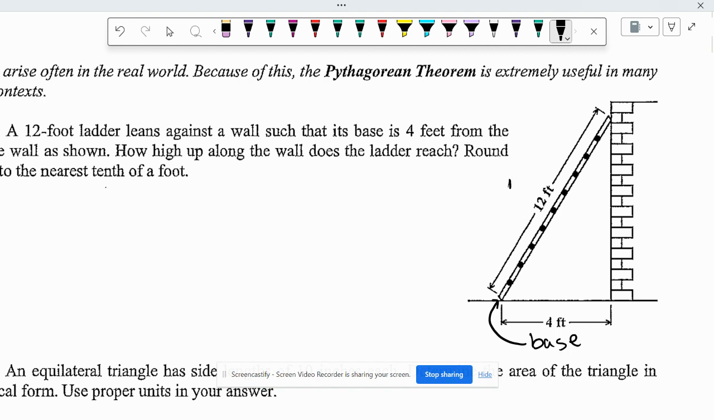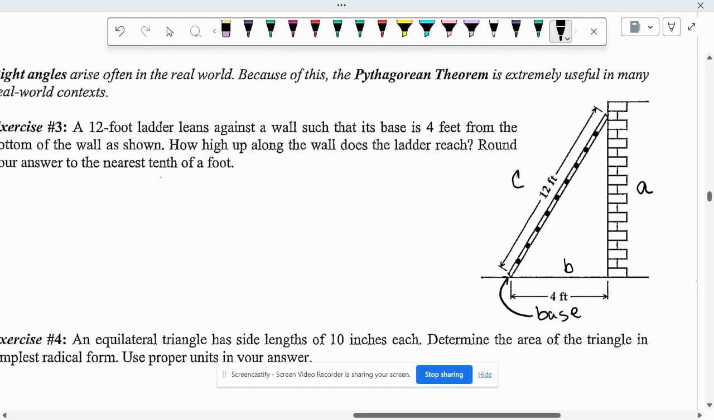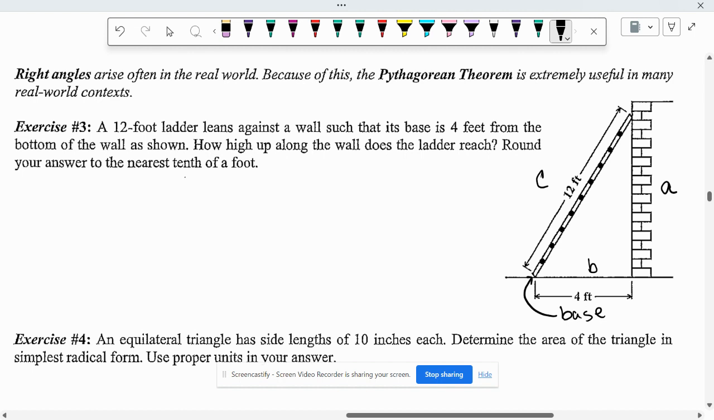This ladder is actually representing my hypotenuse. So the wall, I'm going to call A. This measurement along the floor, I'm going to call B. How high up along the wall does the ladder reach? So we're trying to solve for what variable there? A. Set it up for me, Garrett, please and thank you.